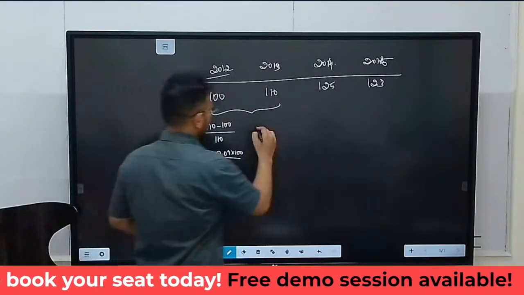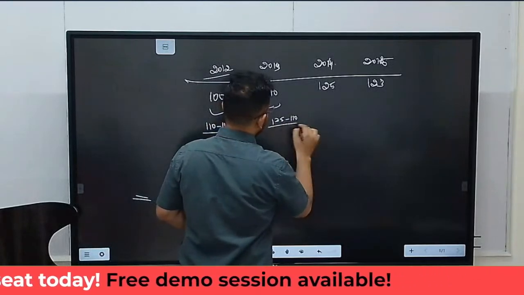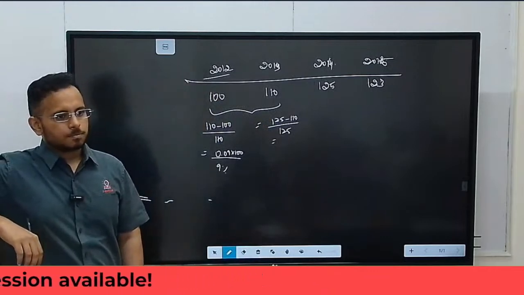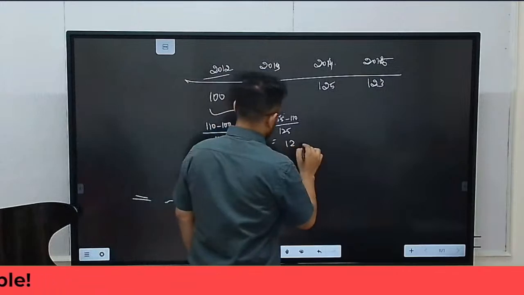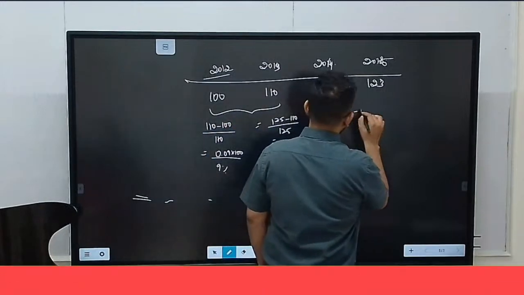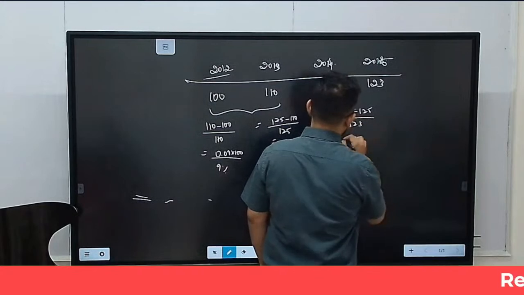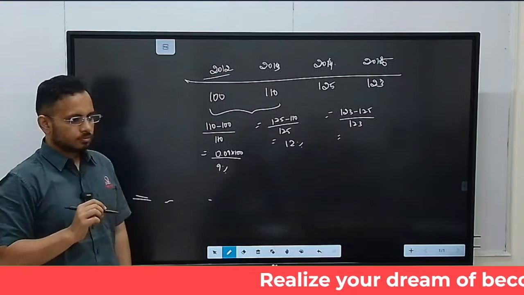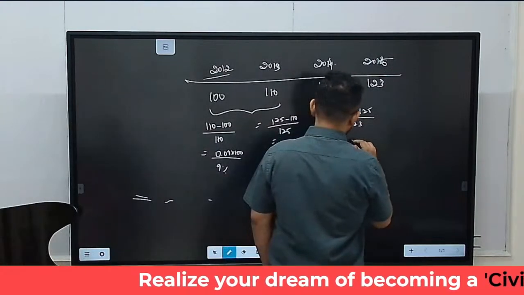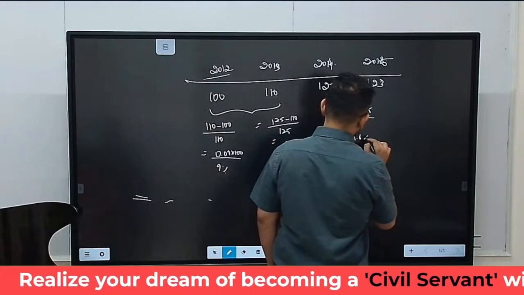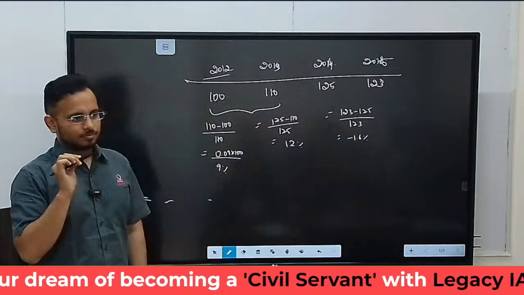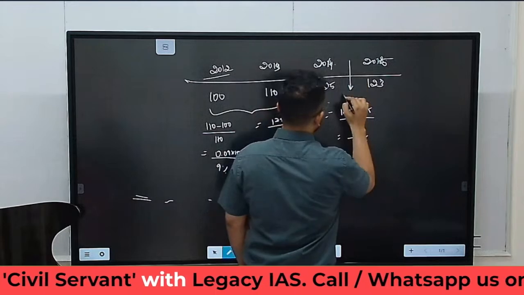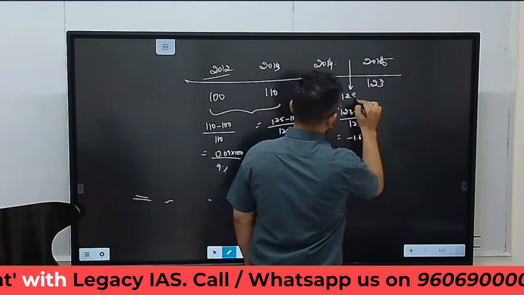Now, second, 125 minus 110 by 125. 12%. How much? 12%. Now, 123 minus 125 by 123. Minus 1%. 1.6%. Okay, in between we'll take one more just to make you understand things. 128.